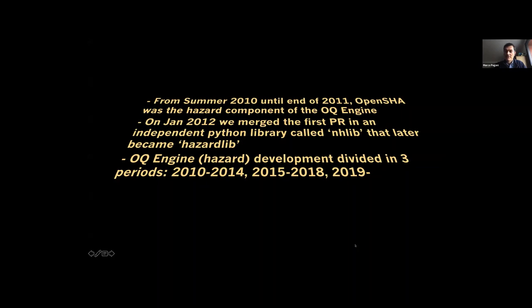The development of this component of the OpenQuake engine can be separated into three phases. The first one between 2010 and 2014, which was the big development phase. The one between 2015 and 2018, during which there had been a lot of development under the hood, mostly in terms of efficiency, but without the introduction of many features, and the phase from 2019 on.